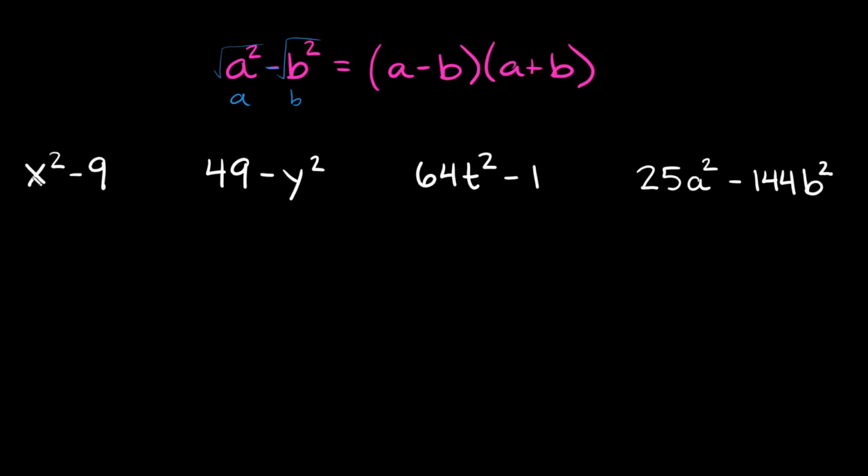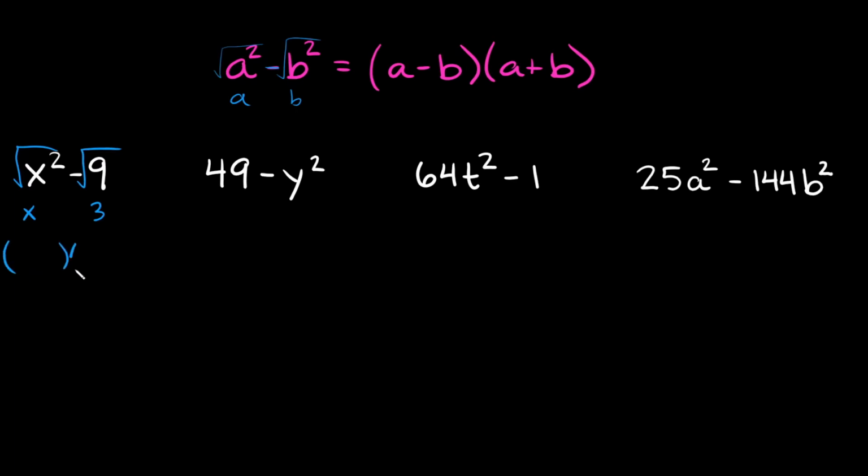Okay, so starting right here with x squared minus 9. So the first thing you realize is that both of these terms right here are perfect squares, right? So we can factor it using this method up here. So all you have to do, again, is take the square root of your first term and the square root of your second term, okay? So the square root of x squared, that's equal to x, and the square root of 9, that's equal to 3. So this is your a, and this is your b, okay?